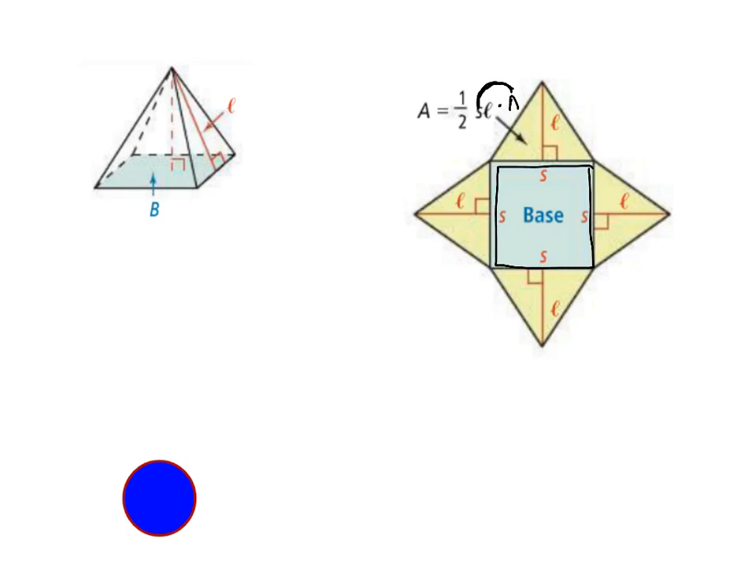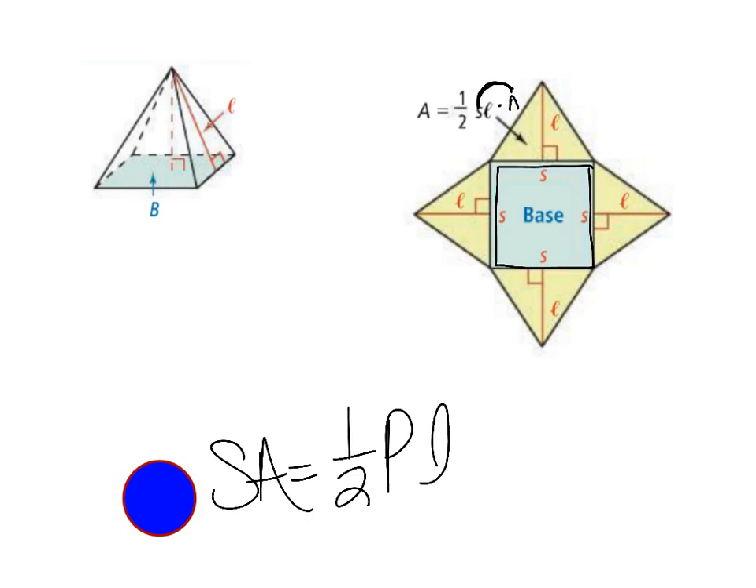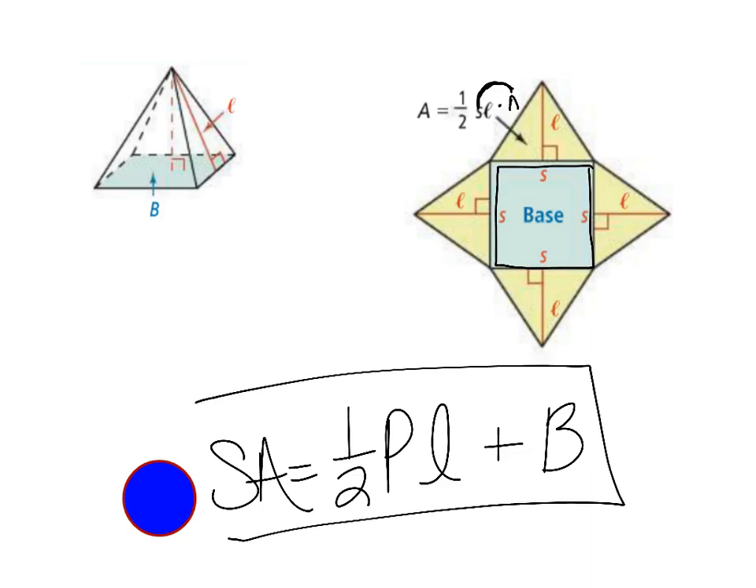So I'm going to write a surface area formula. It's 1/2 the perimeter, and then times the slant height, so I'll use a cursive L for slant height, and then I have to add in whatever my base is, but there's only 1, so I put 1 capital B there. There's our formula for surface area of pyramids and cones.